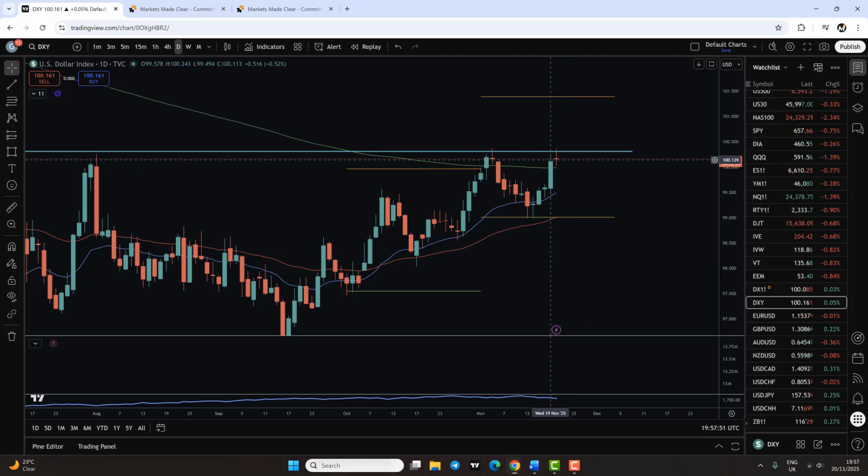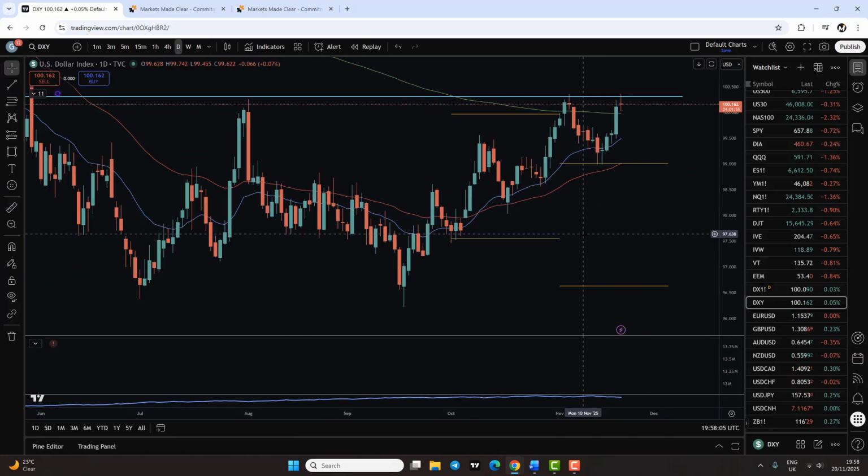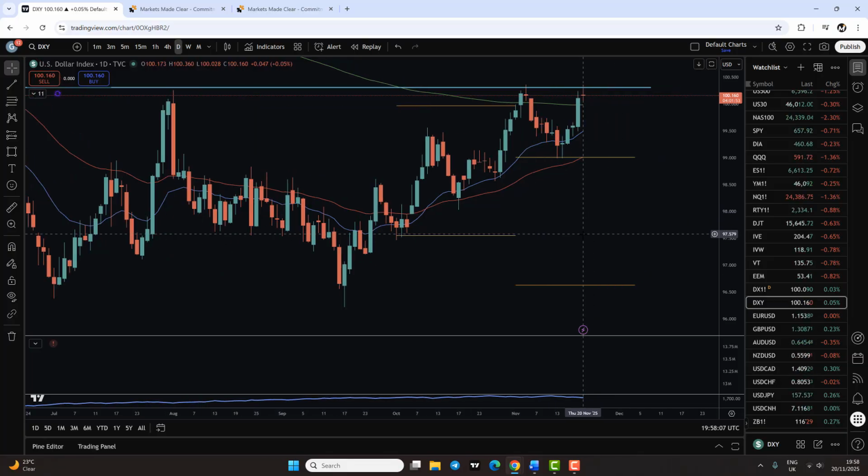So I'm keen to see how the rejection is here. How do we react from this level and move to the downside? I wouldn't be surprised if we see a spike above a failed breakout and see it move back to the downside, something like that. That would be quite common and quite easy to see from the dollar index, but my bias is to the downside.